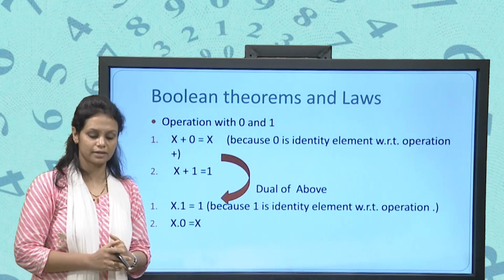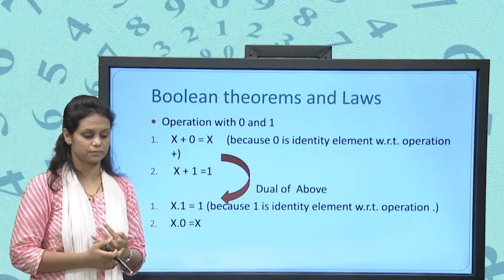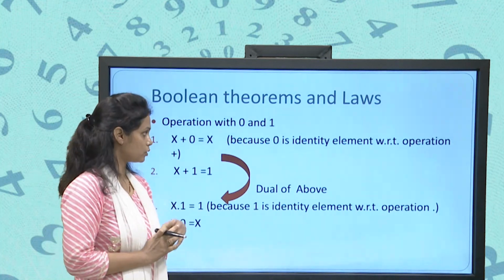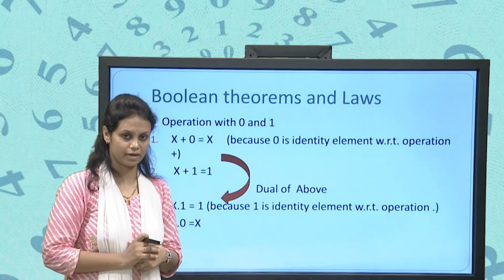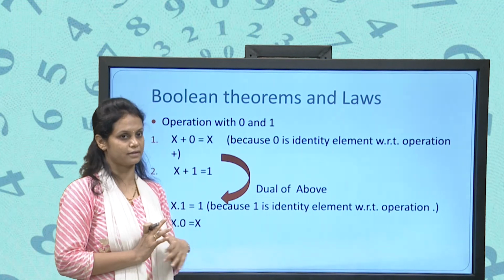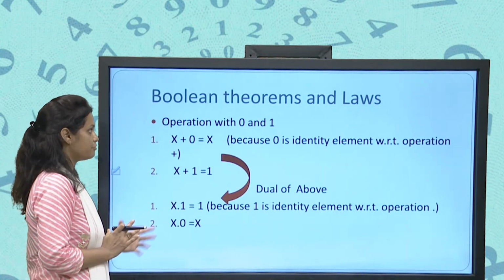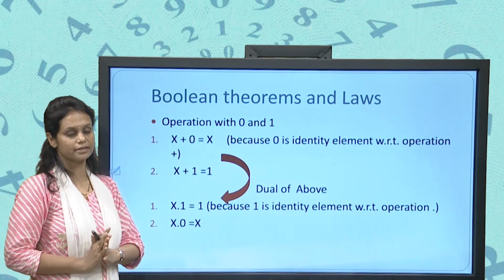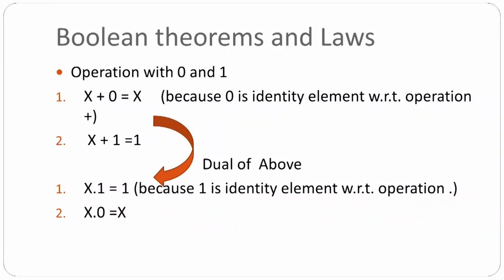Fine. Now we will start the Boolean theorems and laws. We will relate these Boolean terms to the set theory operations. First we will see the first operation, but remember that in Boolean algebra we can use only the digits 0 and 1.